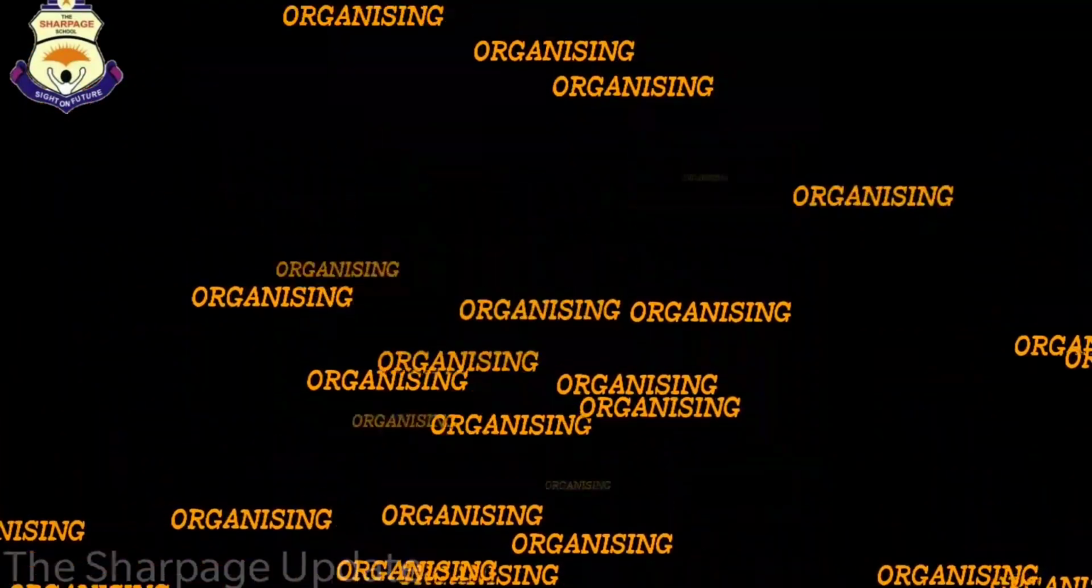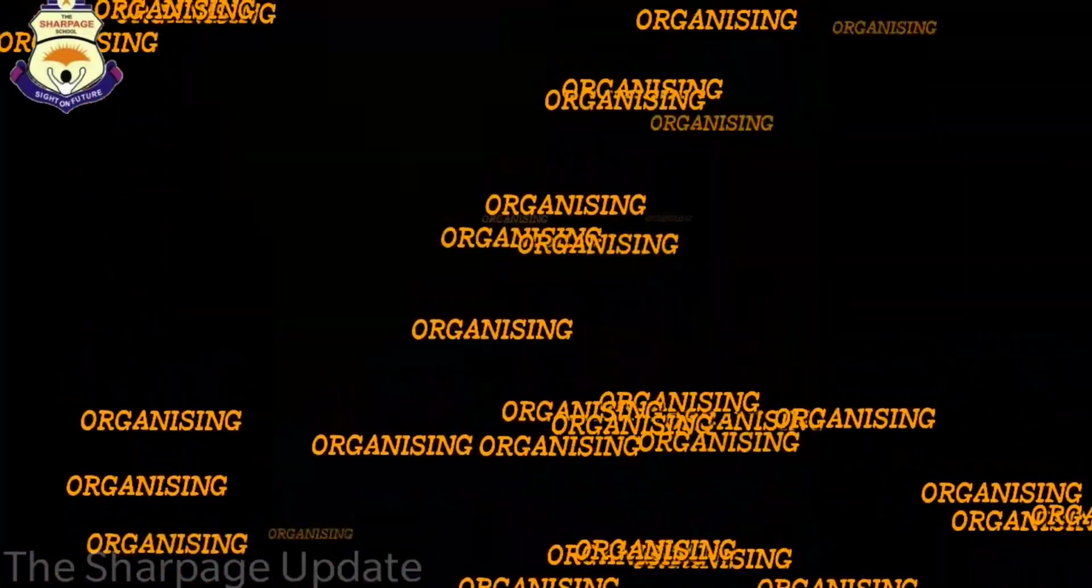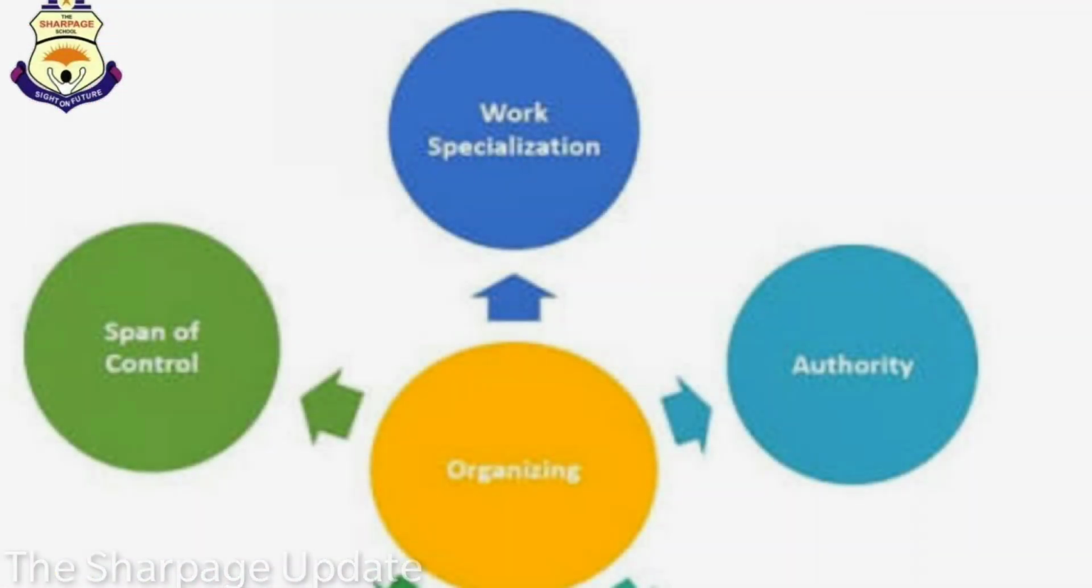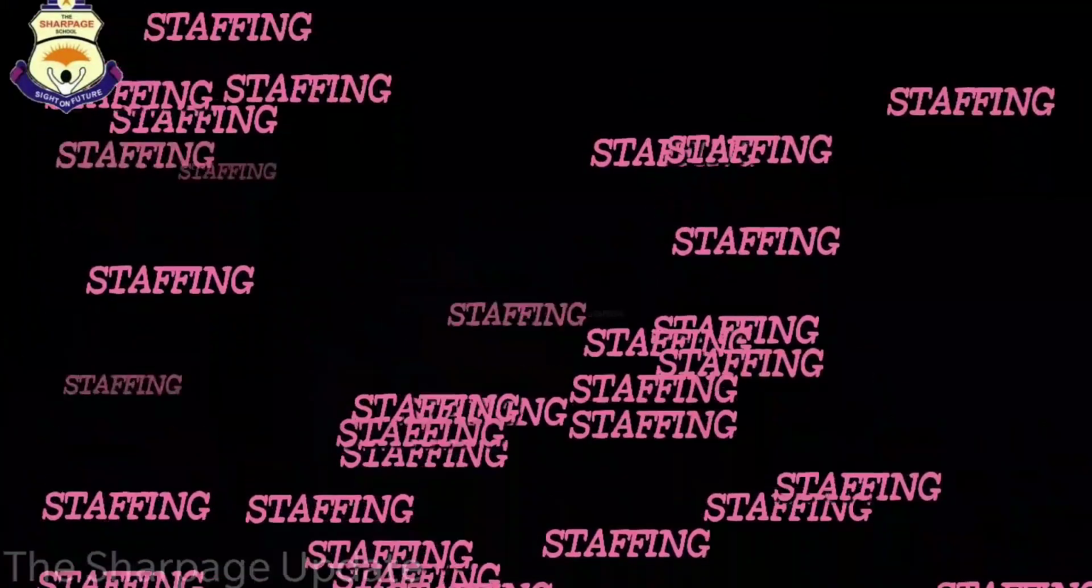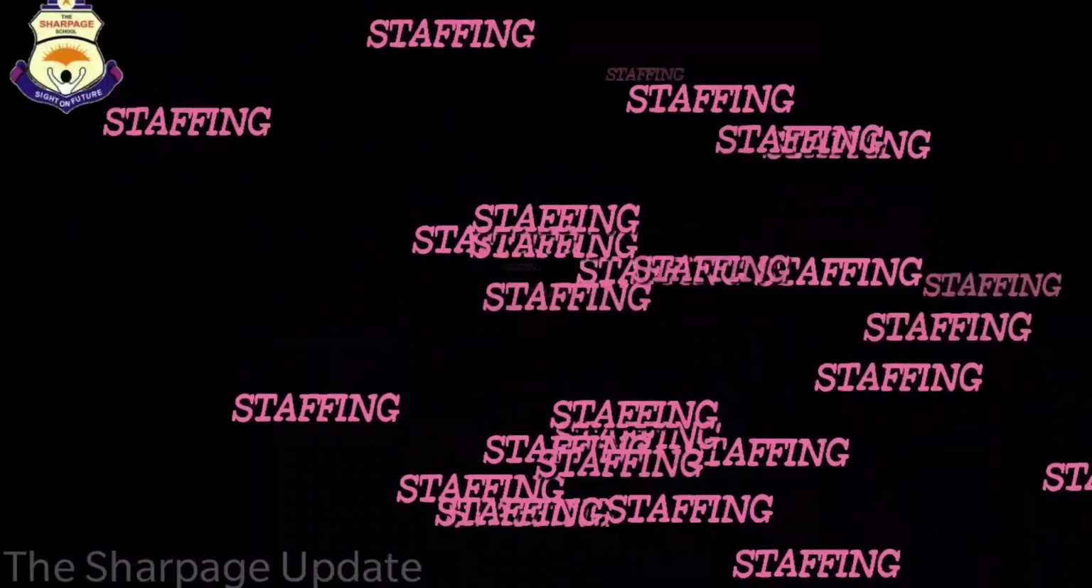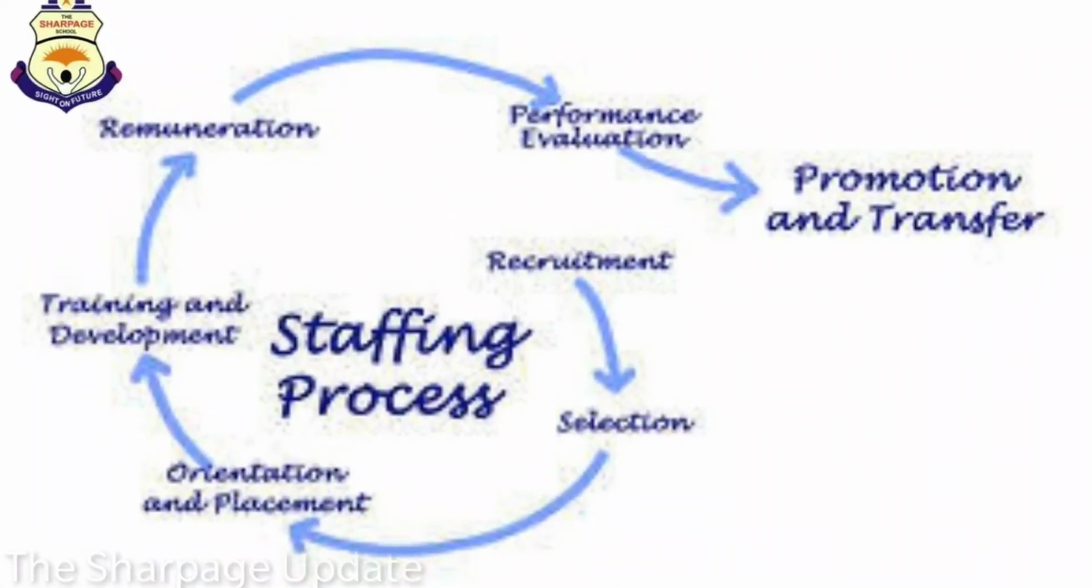Now we will discuss what is organizing. The organizing function demarcates clear-cut lines of authority and responsibility in an organization. The organizing function of management brings together human and physical resources in an orderly manner. Staffing. The planning and organizing functions require that an enterprise be staffed with the most competent people available. Thus, it involves placing the right person for the right job at the right time.